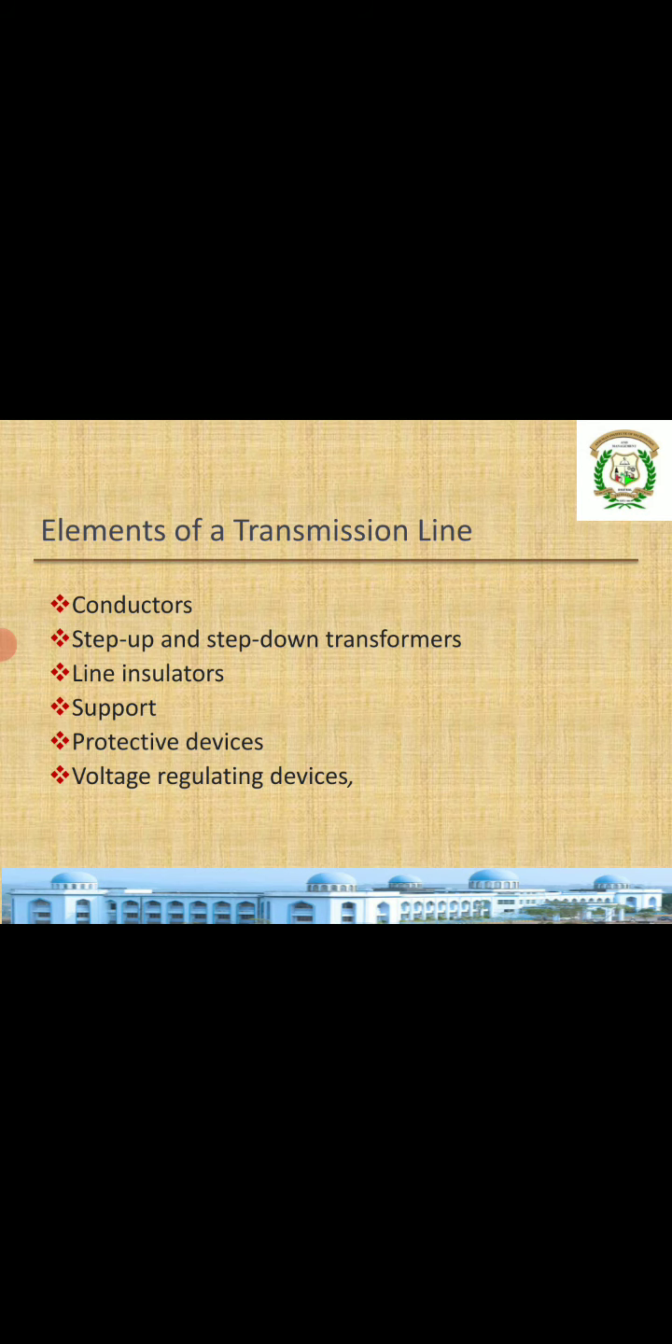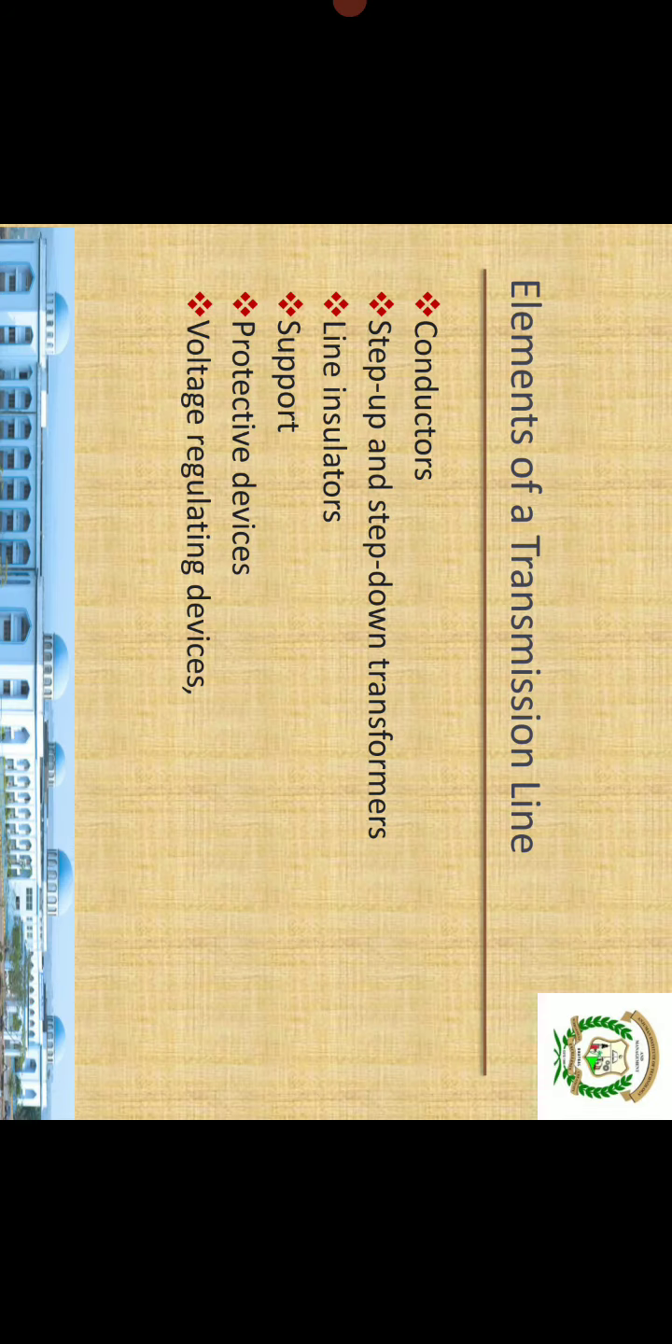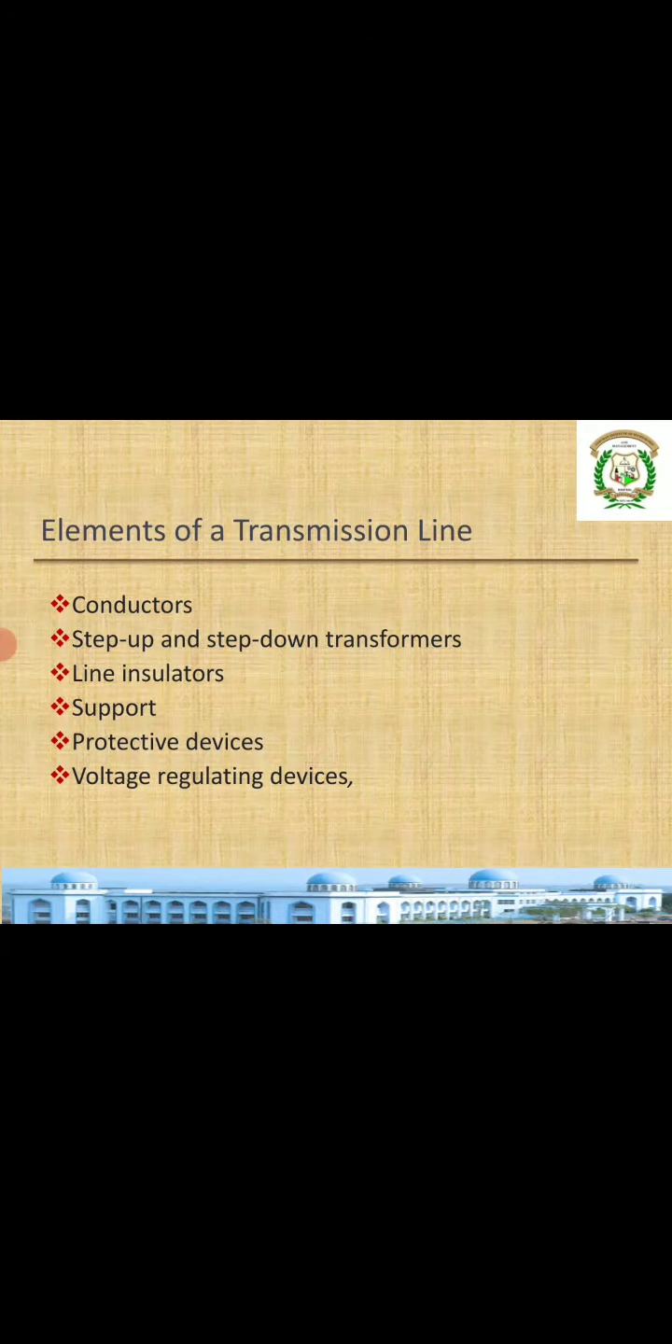Hello dear students. In the previous classes, you have seen the advantages of high voltage transmission as well as the disadvantages. Now, let us see what elements there will be in the transmission line. In a transmission system, the different elements are conductors, step up and step down transformers, line insulators, supports, protective devices and voltage regulating devices. These are the major elements in a transmission line.